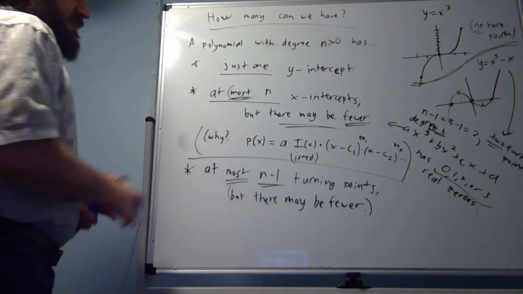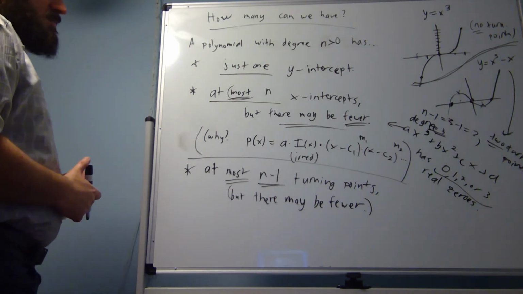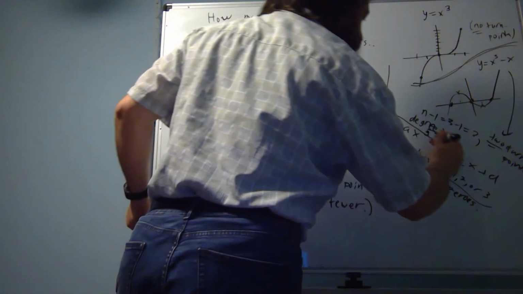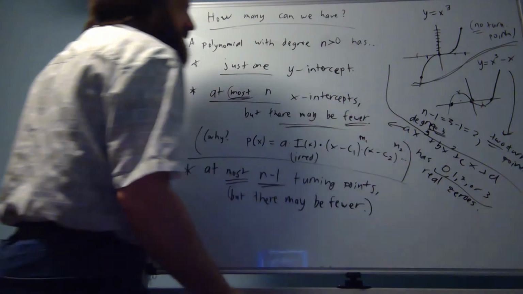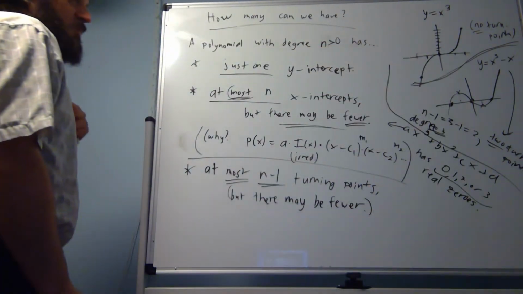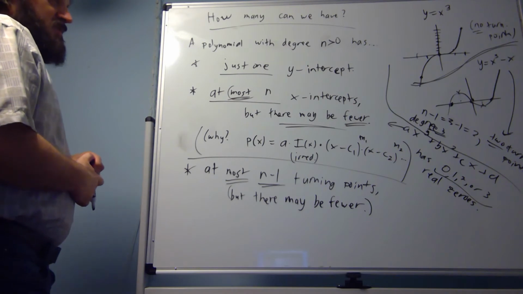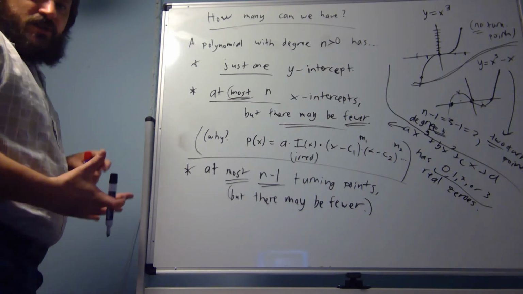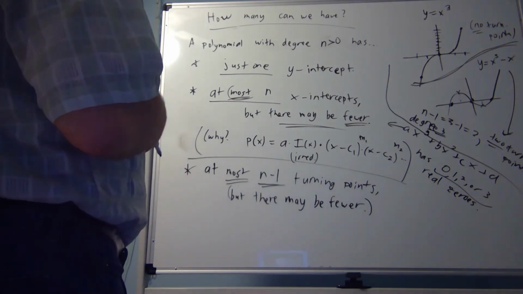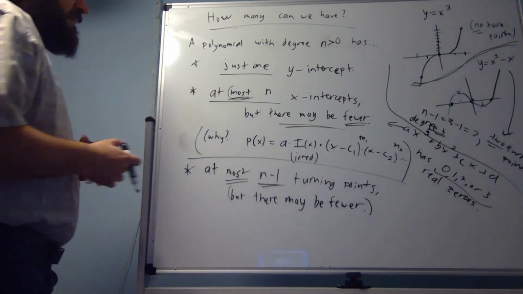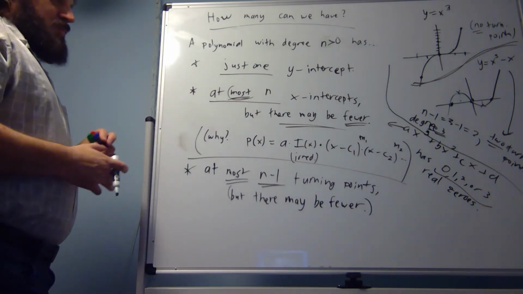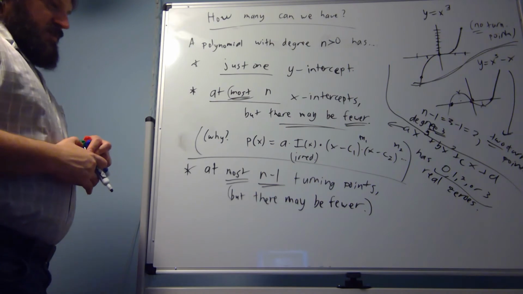so 1, 2 turning points for this. So this cubic has no turning points, so it's possible to have less than 2, but there's no way you have more than 2. If you want more than 2 turning points, you have to cook up some 4th degree, 5th degree, 6th degree. If you want more turning points, you need a polynomial with higher degree.